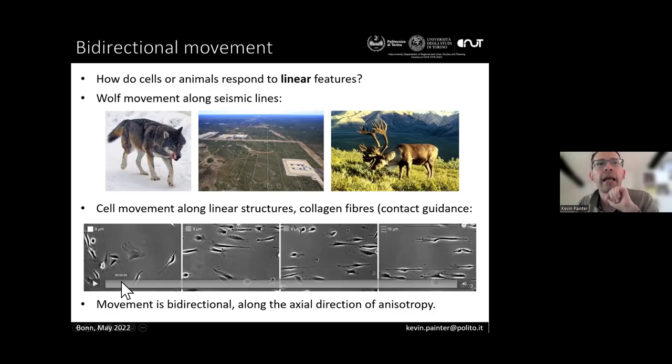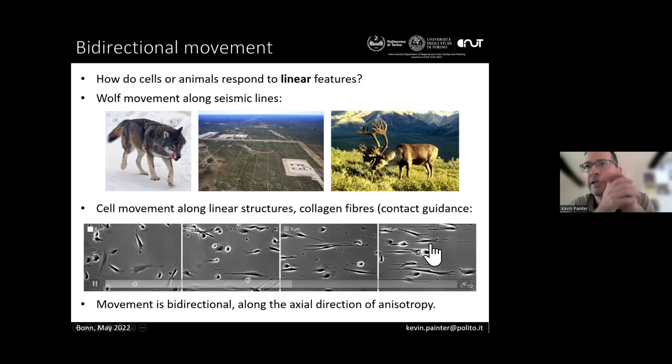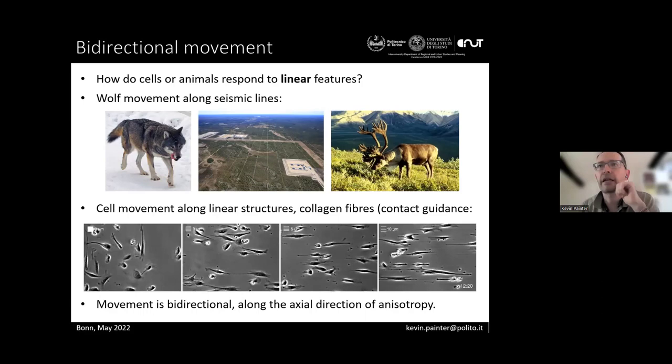And cells also respond to these kinds of linear features in the environment, because when you place motile cells on an environment that has these linear features, they tend to orient themselves and move according to that aspect of the environment.